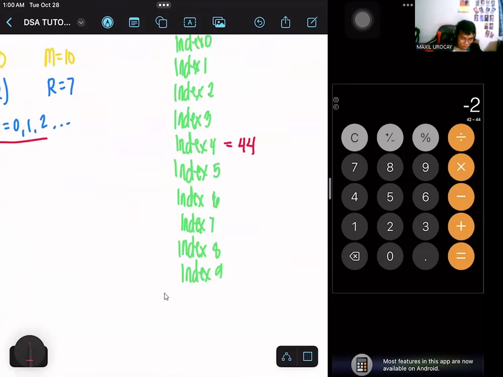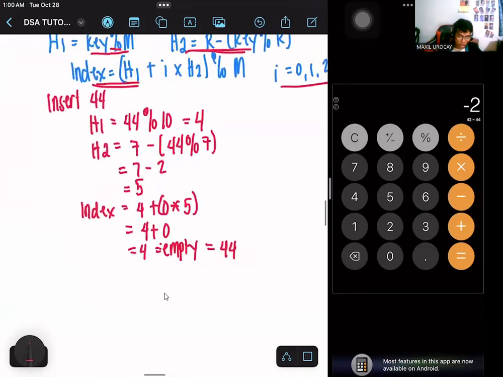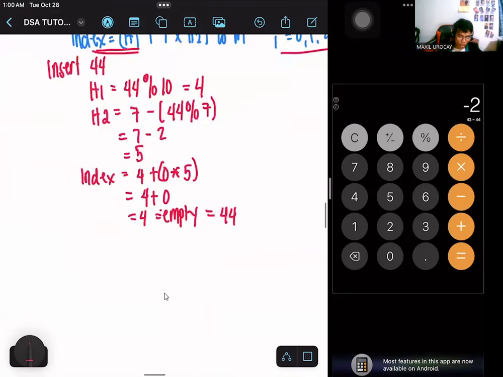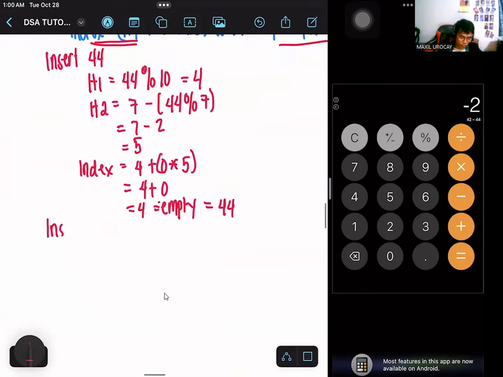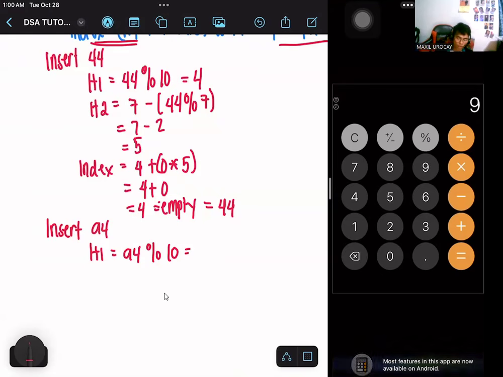Now, afterwards, we insert 94. H1 will become 94 modulo 10. 94 divided by 10 is 9, 9 times 10 equals 90, and 94 minus 90 is 4. So it will become 4.